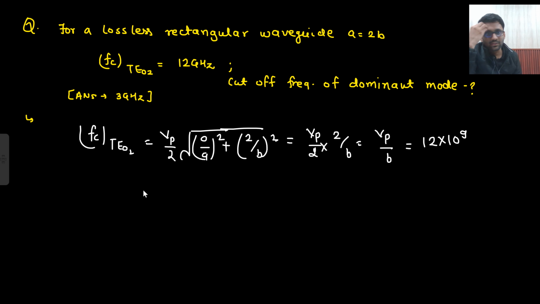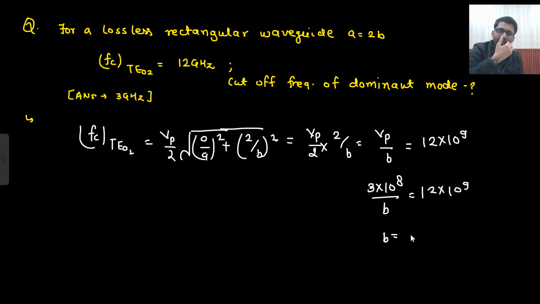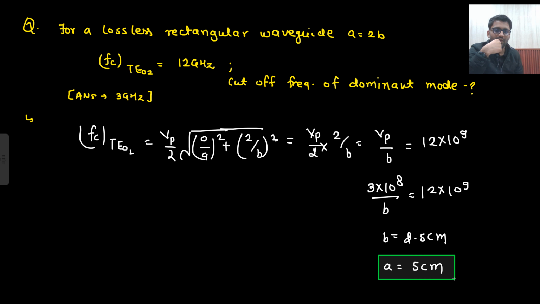So here there is no medium mentioned. So by default, which medium will I take? I will take free space only. So 3 into 10 to the power 8 divided by B is equal to 12 into 10 to the power 9. So B value I am getting as 2.5 centimeter, right? 3 by 12 is 1 by 4, 0.25 into 10 to the power minus 1. So this is the value of B you are getting. That means A value is twice of that, so A value will be 5 centimeter.